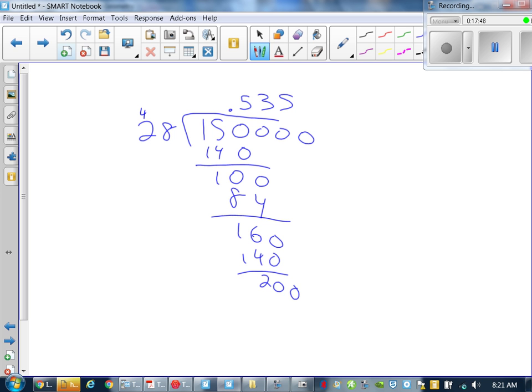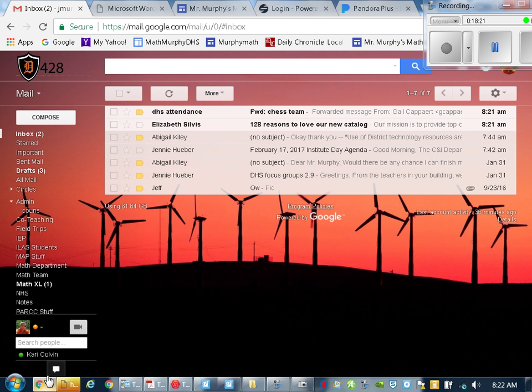So 200, this will be a 6. Is there a trig table? I think there's one in the back of the book. I can Google one. So what we would do back in the day, if not, I'll just pull one up online real quick.